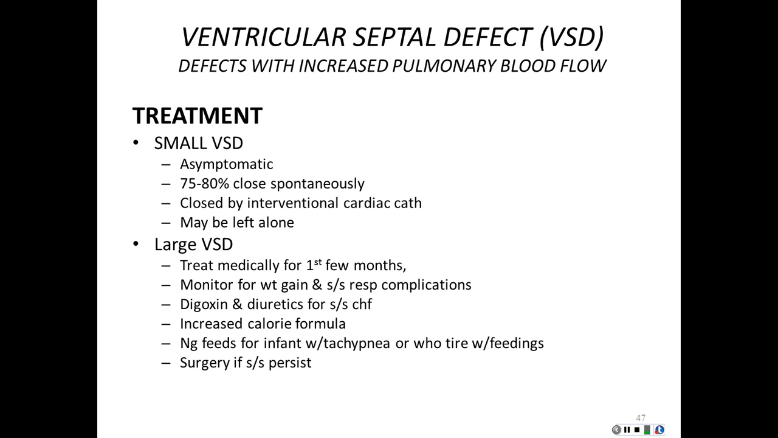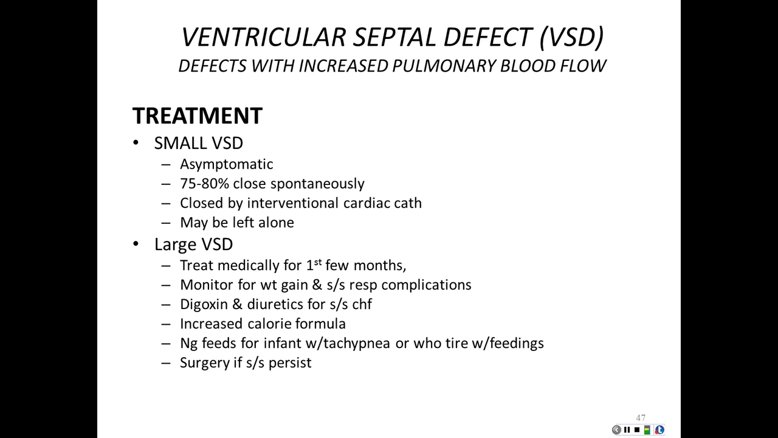Now, if it's a large VSD and these children are having significant problems, then we're going to try to close that VSD. Typically, that's done somewhere between 3 and 12 months of age, and that's done to prevent the development of pulmonary vascular disease in these children. It's indicated even earlier in small infants who are having that failure to thrive we talked about.